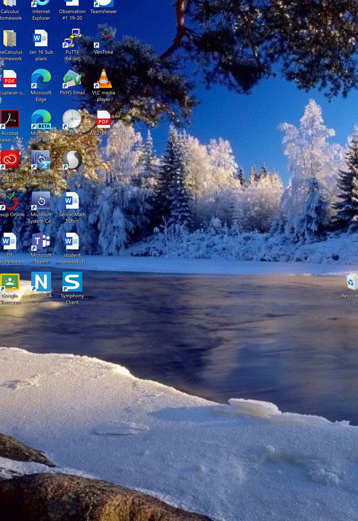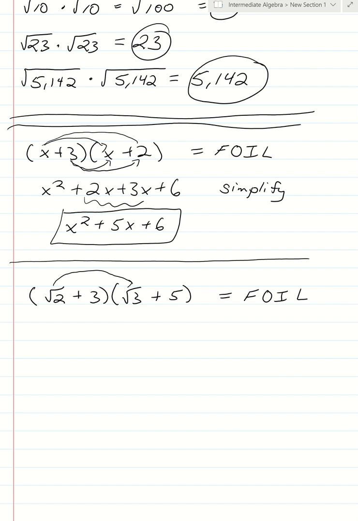So we're going to multiply the square root of 2 times the square root of 3, and that would give us a square root of 6. If we were to multiply the square root of 2 times the square root of 5, that would give us a 5 square root of 2. Then we have to multiply the square root of 3 times the 3, and that would in fact give us a 3 square root of 3. Lastly, we're going to multiply the 3 with the 5, and that would give us a plus 15.